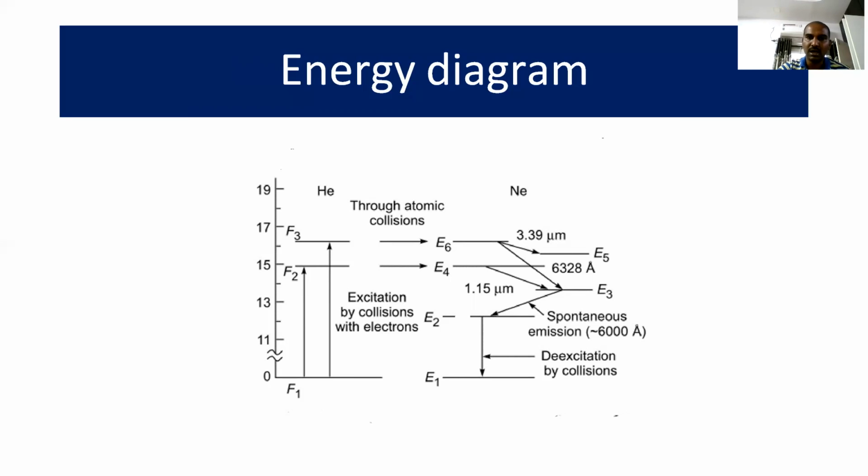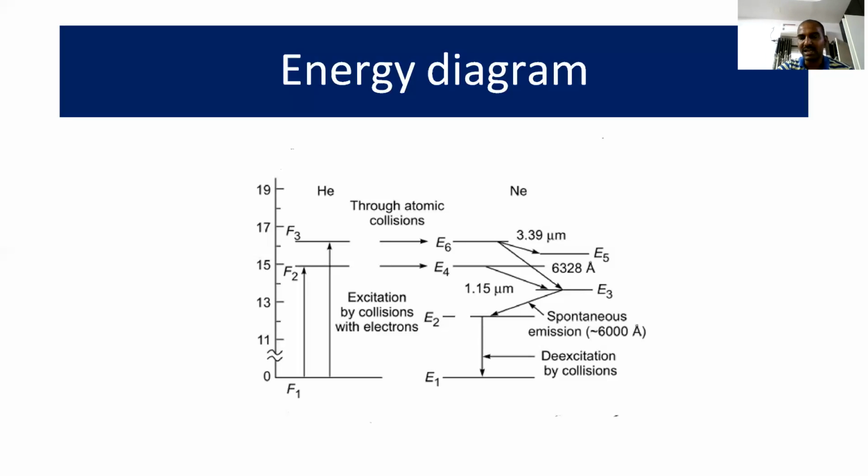So once the helium atoms have reached the higher energy levels during electronic excitations. Then coming to the right hand side portion, which represents the energy level diagram of neon atoms. Here we have a total of 6 energy levels: E1, E2, E3, E4, E5 and E6. Out of these, E4 and E6 are the higher energy levels. E5, E3 and E2 are the metastable states, and E1 is nothing but the ground state.